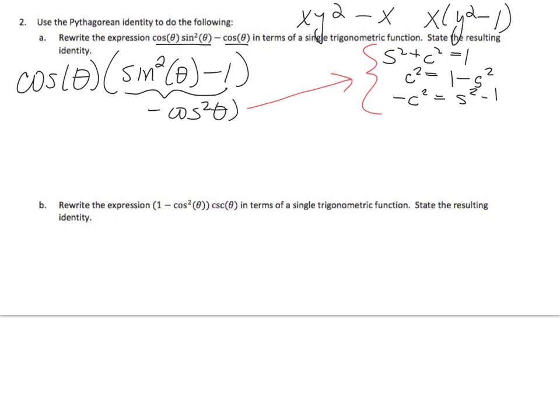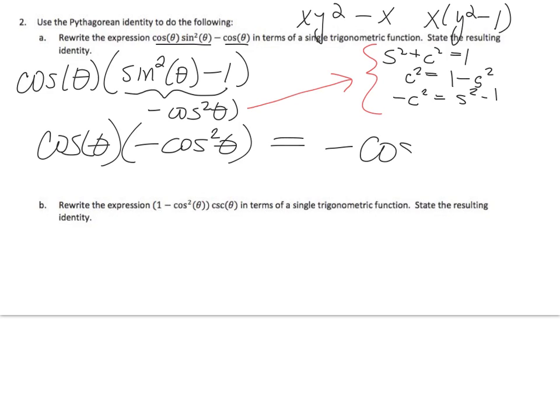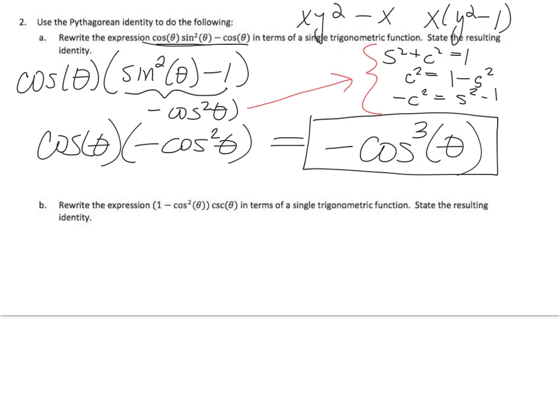So what I have left is cosine of theta times negative cosine squared of theta, which gives me negative cosine cubed theta. That's sort of fun. So there's my answer, the beginning equation in terms of just a cosine.